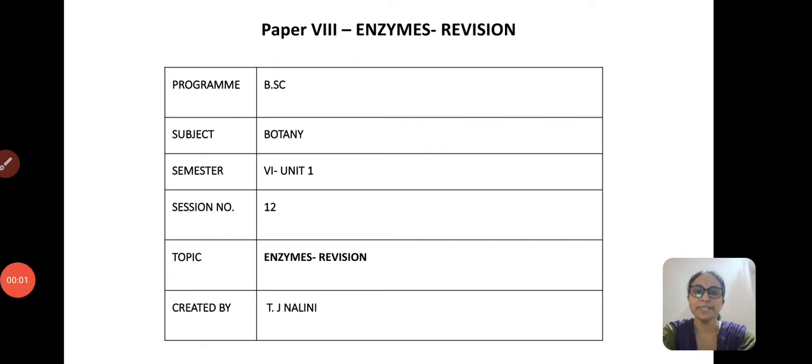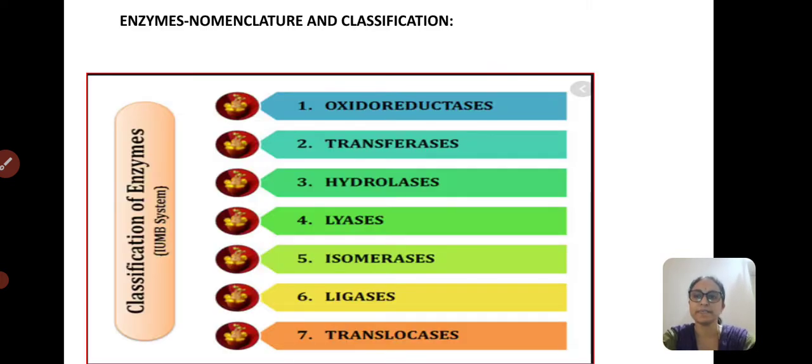Hello everyone. In this session, I shall be discussing some revision of enzymes and nitrogen metabolism related aspects that would really help you for preparation of your upcoming exams. Let us first see the classification and nomenclature. In our first session we have detailed description about this particular aspect.